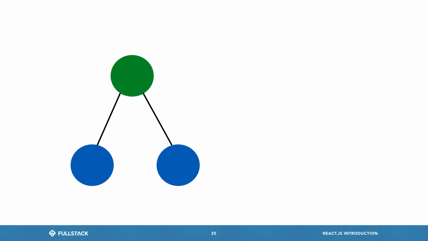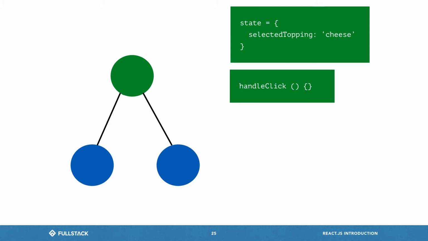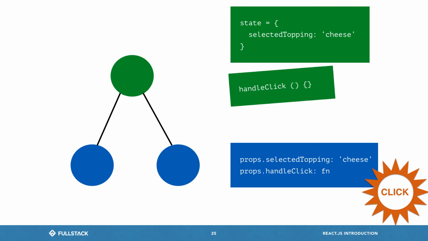So let's take a look at what this looks like as a graph. Up here we have the parent, the green one. This has a state, selectedTopping, and some handleClick function. We are passing down our handleClick function, which is the chooseTopping in the previous slide, and we're also passing down props.selectedTopping. When the user clicks on one of our toppings in order to change their favorite topping, we're going to invoke the handleClick.